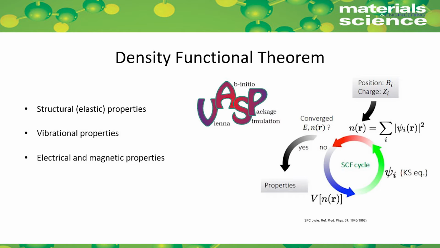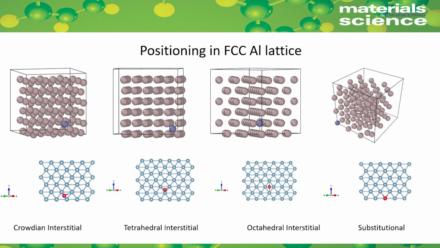So for our computational approach, we'll be looking at DFT, where the input is the atomic number and initial structural information for an element, and the output is the structural properties and electrical properties. And the software that we'll be using for the visualization of the supercells is VASP. Here we just have 4 possible ways that an atom can situate itself in an aluminum FCC matrix. So we have the Crowdion interstitial, tetrahedral interstitial, octahedral interstitial, and substitutional.